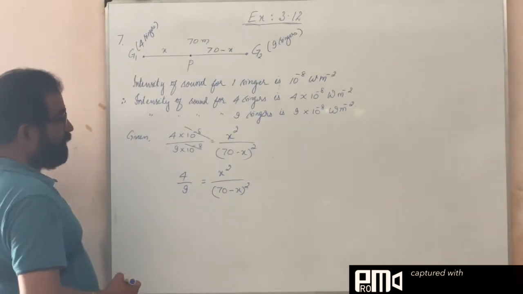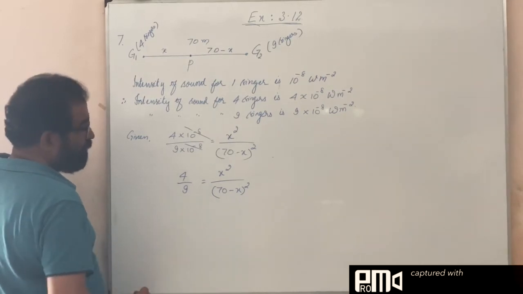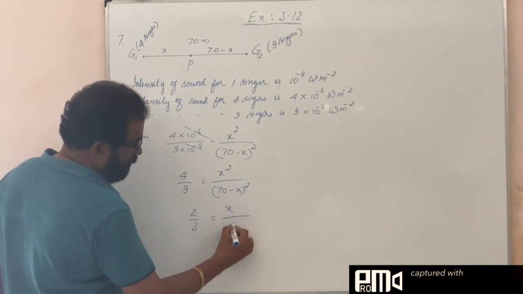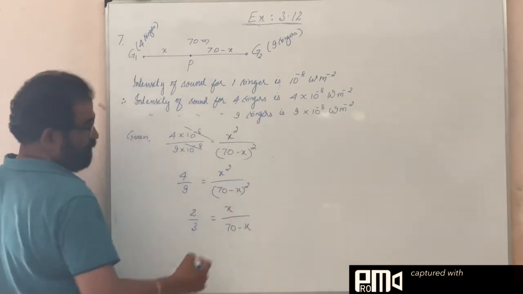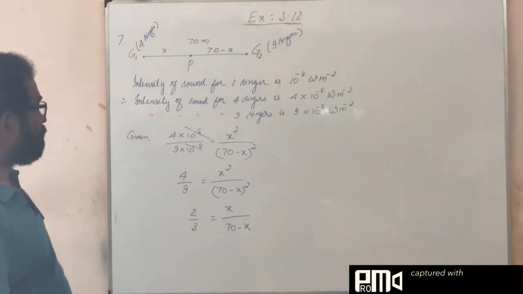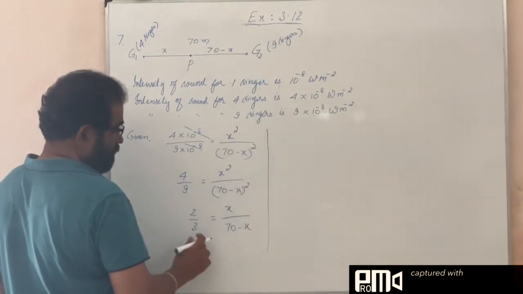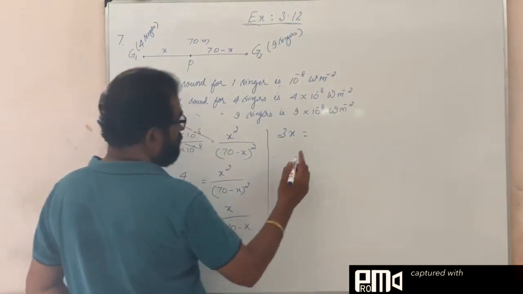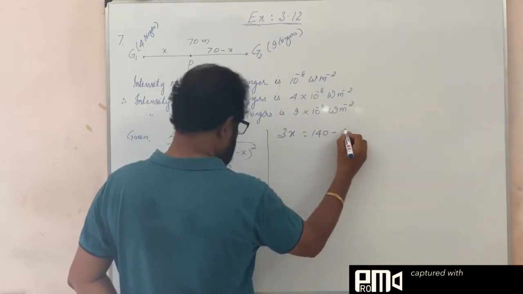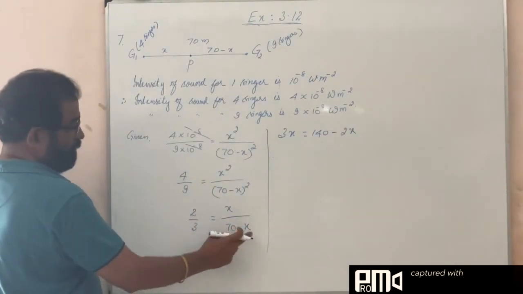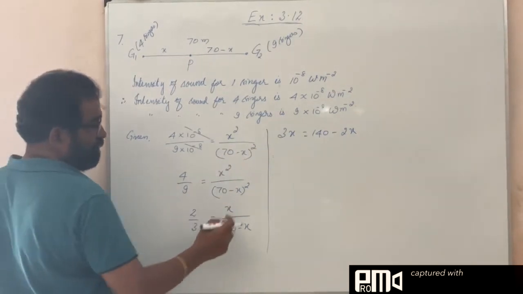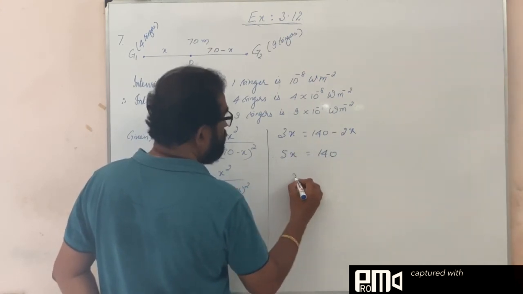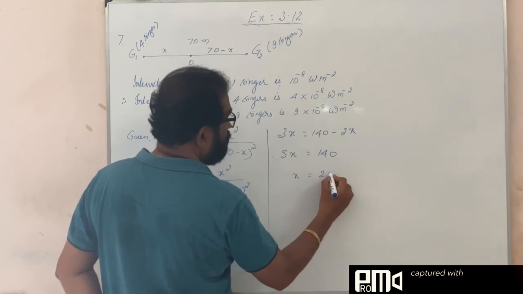Now I can take square roots. I take the positive square root. So 2 by 3 is equal to x divided by 70 minus x. Now I cross multiply: 3 into x, 3x, equals 2 into 70 minus x. 2 into 70, 140, 2 into minus x, minus 2x. Take this minus 2x here, so 5x equals 140, x is equal to 28 meters.